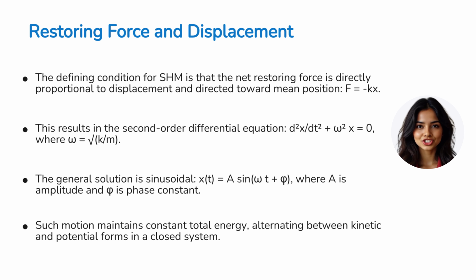Solving this differential equation tells us that the displacement x as a function of time t is sinusoidal. x(t) = A sin(ωt + φ), where A is the amplitude and φ is the phase constant setting the starting point of the motion. So, the object oscillates back and forth smoothly over time.